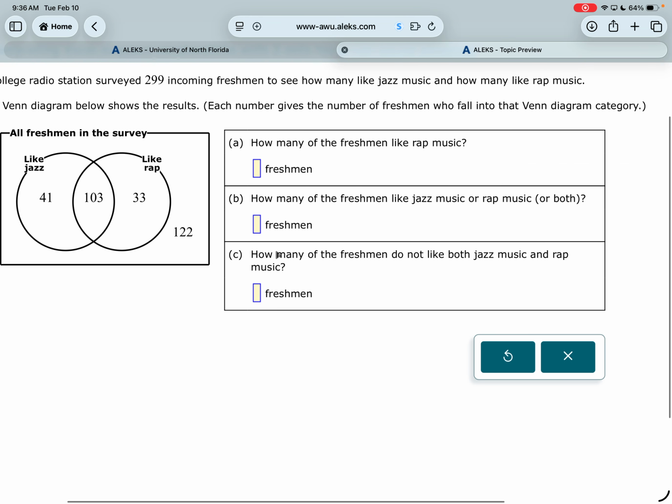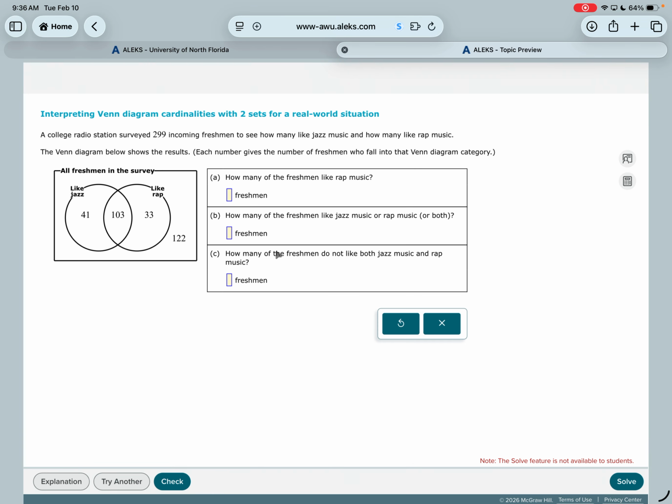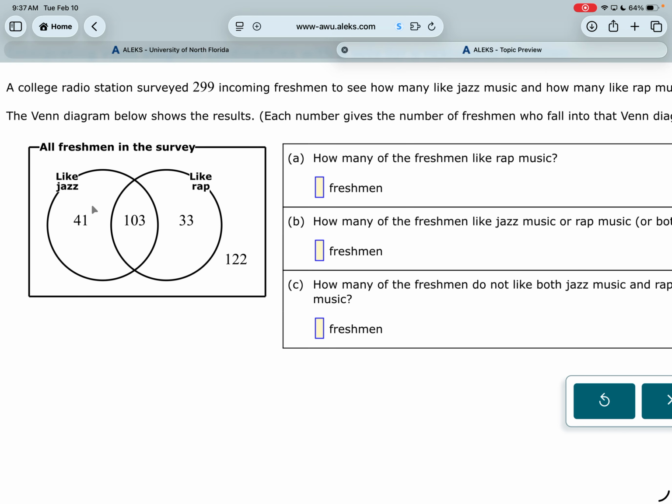Cardinalities, so we learned that word last time. The cardinalities is the count of how many. So instead of putting the actual names there, like there's 41 people here that like jazz and 103 that like both, 33, we don't want to write 100 names in there, so they just count them, okay? So how many of the freshmen like rap music? This would be everything inside the rap circle, so you would do 33 plus 103, so that would be 136.